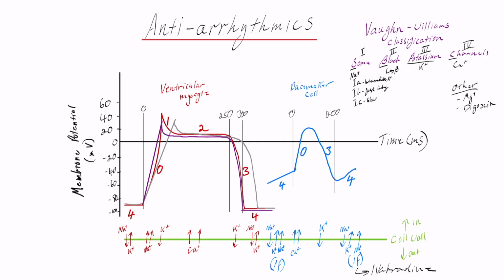Now, if we go for our 1C antiarrhythmics in our Vaughan Williams classification, they change the shape of your ventricular myocyte action potential as they have a prolonging of the phase 0. So our phase 4 again is flat, and then phase 0 is prolonged, but they don't increase the length of your plateau and repolarization period.